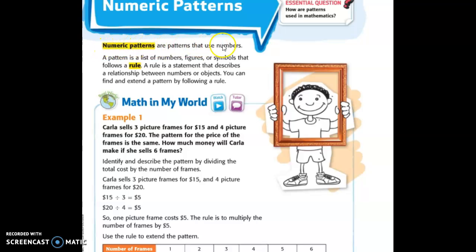Numeric patterns are patterns that use numbers. A pattern is a list of numbers, figures, or symbols that follows a rule. A rule is a statement that describes a relationship between numbers or objects. You can find and extend a pattern by following a rule. So here's our first example.